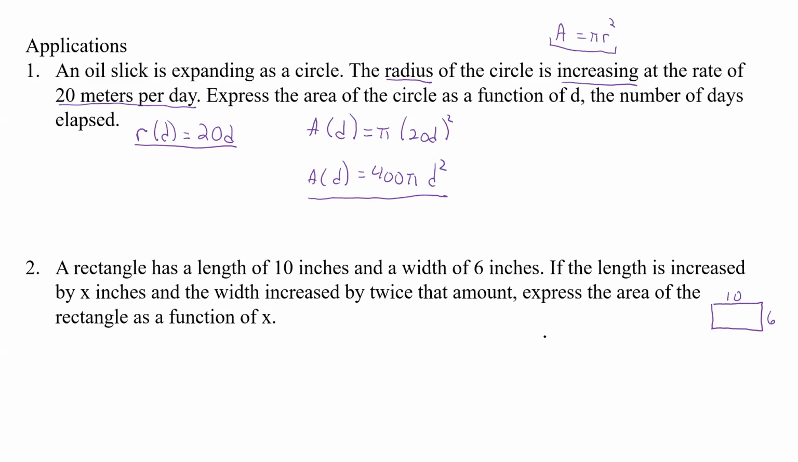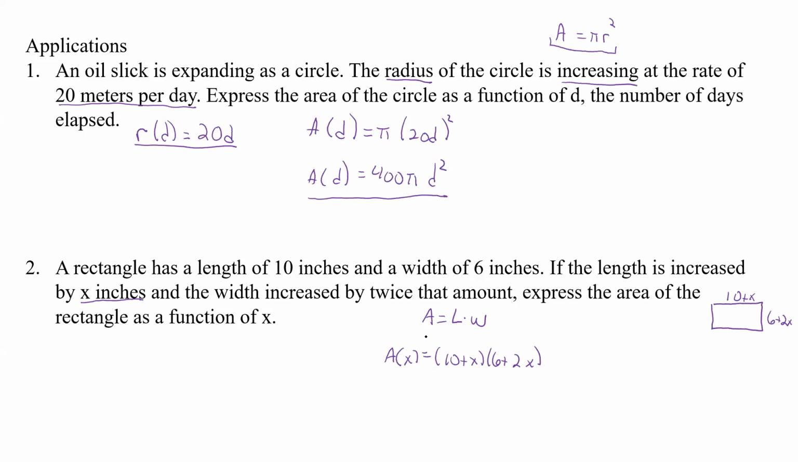All right, well, area is just length times width. The length is increased by x inches, so if we say A of x, we're adding x to the length. And the width is increased by twice that amount, so it's increased by 2x. And so we have 10 plus x times 6 plus 2x. And so that's going to be all of it.